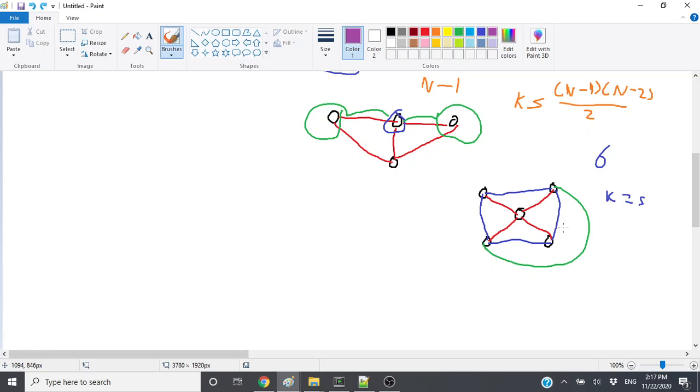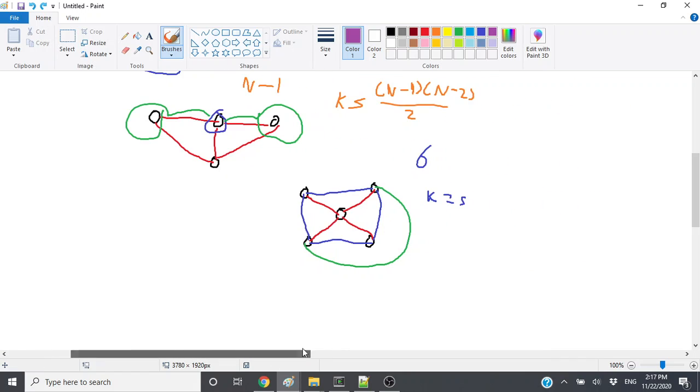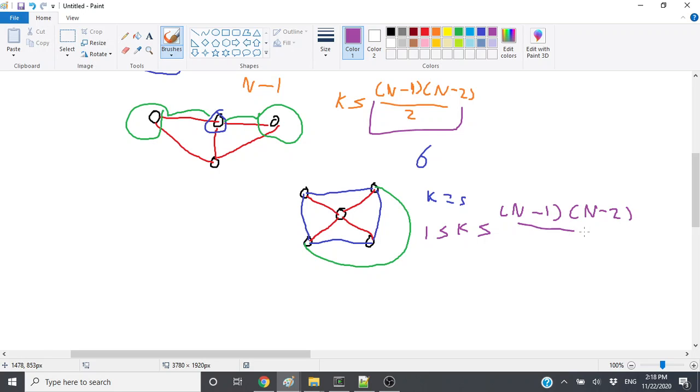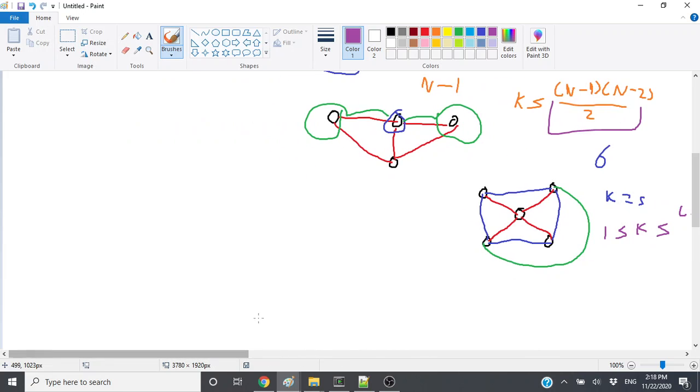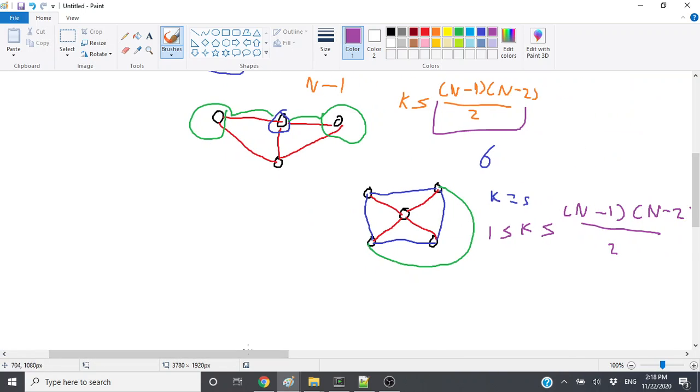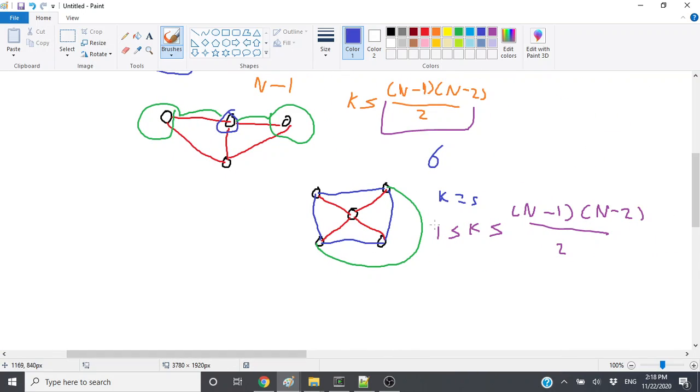But at the same time, we can add as many of these edges as we want. So it means we can represent any value of k between 1 and this upper bound we have here, which is this. And the reason this is nice is because the proof I just did before says that the only possible values of k are values in this range.